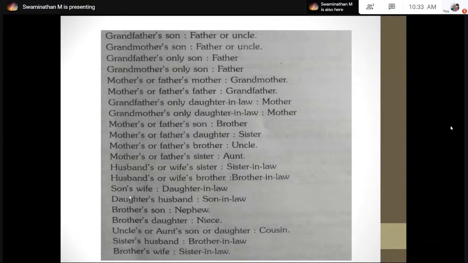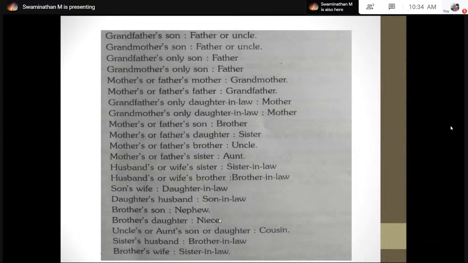And here, husband's or wife's sister, sister-in-law. Husband's or wife's brother, brother-in-law. I hope you know sister-in-law, brother-in-law, father-in-law, mother-in-law, and all. Son's wife, daughter-in-law; daughter's husband, son-in-law. These two may get confused. Brother's son, nephew; brother's daughter, niece; sister's husband, brother-in-law; and brother's wife, sister-in-law.